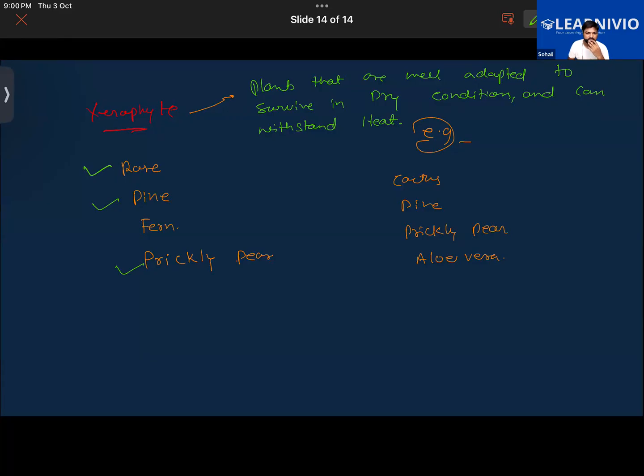So xerophytic plants are the following ones. Sir, it says which of these is an example? They're not saying which of these is not. Yes. So which of these are the examples? You have the prickly pear, you have the pine, and the rose. So these are some of the common examples. Any other question in this?